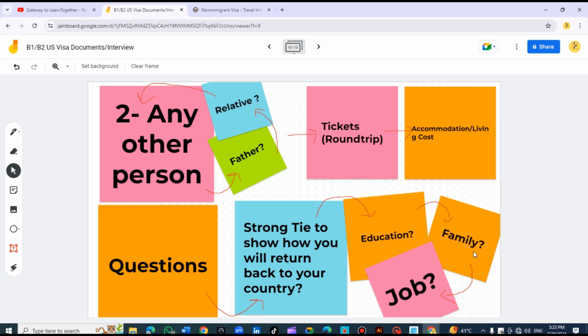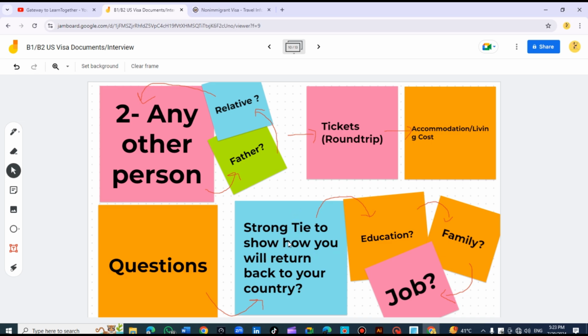Or maybe you have family to take care of, and that is why you are not intending to stay long in the US and you will come back. So these can be some of the situations in which you can politely talk to them and negotiate with them, and try to make them satisfied about your situation.